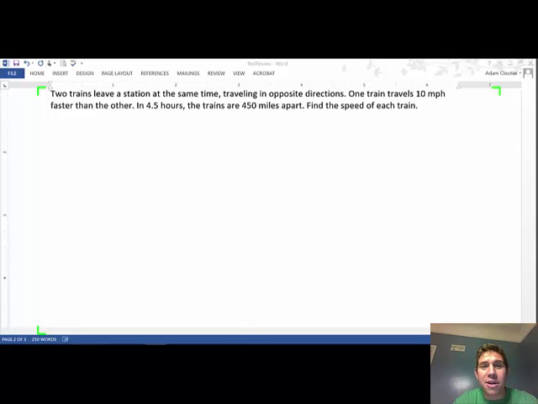Here's a classic intermediate algebra question. It talks about two trains that leave a station at the same time, and after 4.5 hours, they are 450 miles apart. So here's a picture.